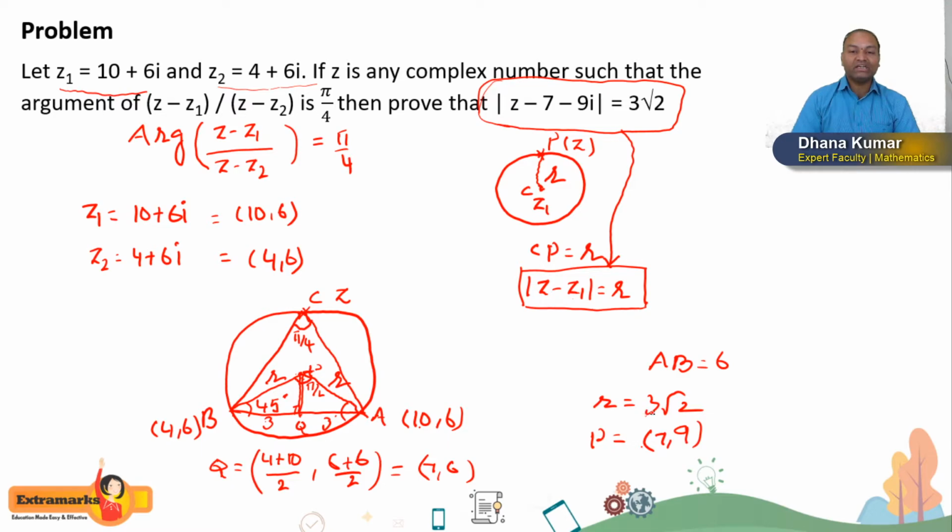Now center is there, radius is there. Then automatically the circle equation will be what? Using this formula, modulus of z minus z1. Z1 means what? Center. Center is what? 7 plus 9i. So that is, modulus of z minus 7 minus 9i is equal to what? Radius. Radius, how much did we get? 3 root 2. Okay, same or not? Check it. Right, same. Hence proved.